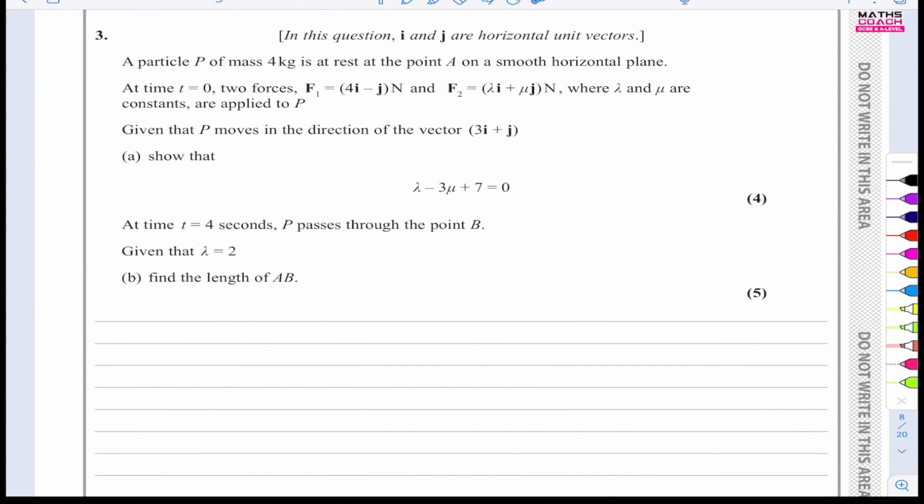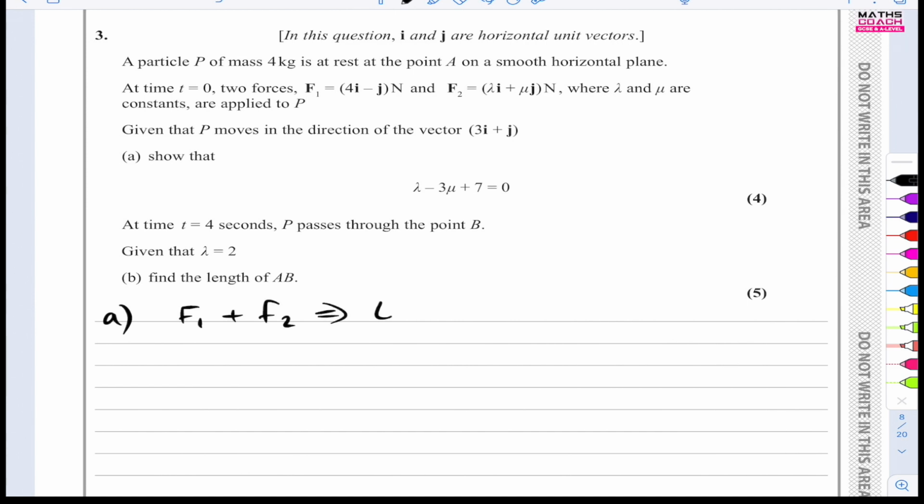Okay. So when something is moving in the same direction as that vector, well, let's start here. Let's look at the resultant force first, okay? Because when it comes to i's and j's, working out the resultant force is very straightforward. So we are going to add F1 plus F2 to find our resultant force.